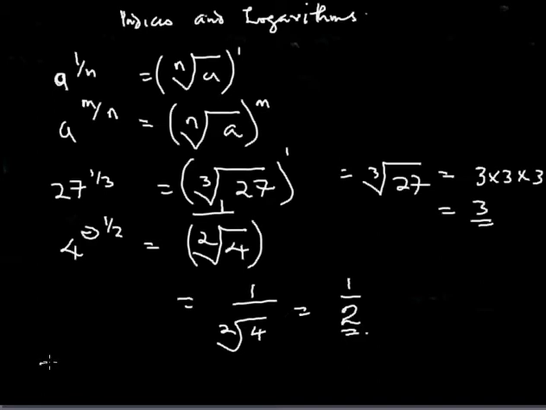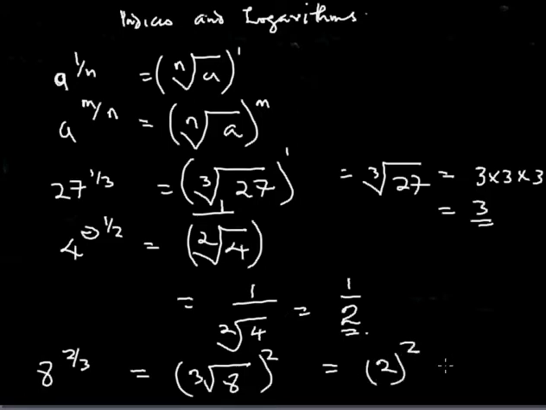If you have 8 raised to power 2 over 3, it's the same thing as the cube root of 8, in brackets, raised to power 2. What can we multiply together 3 times that will give us 8? That is 2, raised to power 2, which is 4.